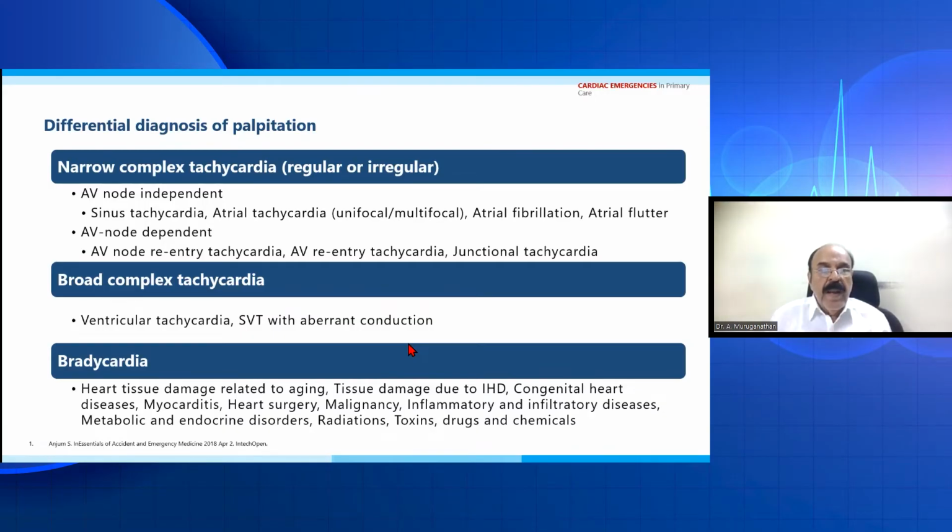Bradycardia may be due to heart tissue damage from aging, tissue damage due to IHD, congenital heart disease, myocarditis, heart surgery, malignancy, inflammatory and infiltrative disease, metabolic endocrine disorders, toxins, and drugs. For example, myxedema and hypothyroidism can be there, and drugs like beta blocker or clonidine can also produce bradycardia.